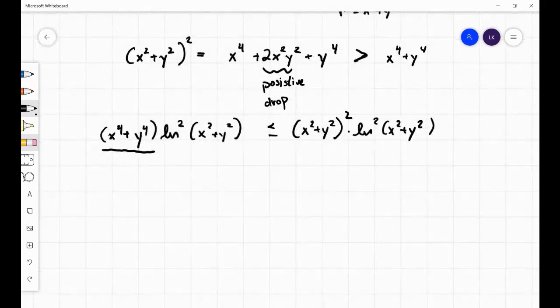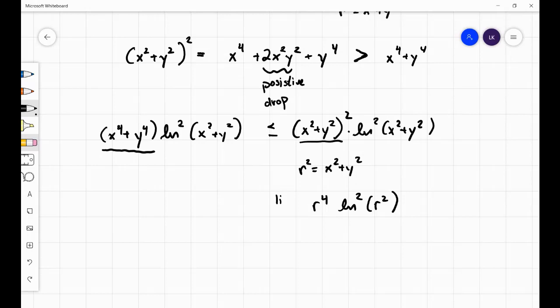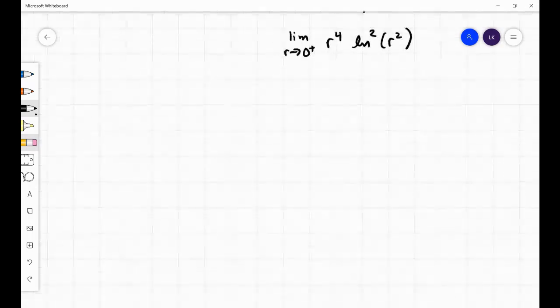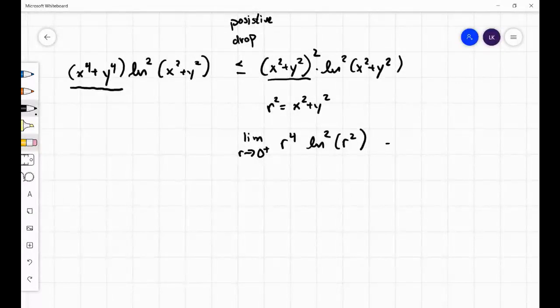But now we see that we can do our substitution where r squared replaces x squared plus y squared. So we get r to the 4th over here times log squared of r squared. If we want to take a limit as we approach the origin, that's equivalent to taking a limit as r approaches 0 from the positive side. And then using L'Hopital, so here you would get 0 times infinity. If you try to evaluate directly, it's indeterminate.